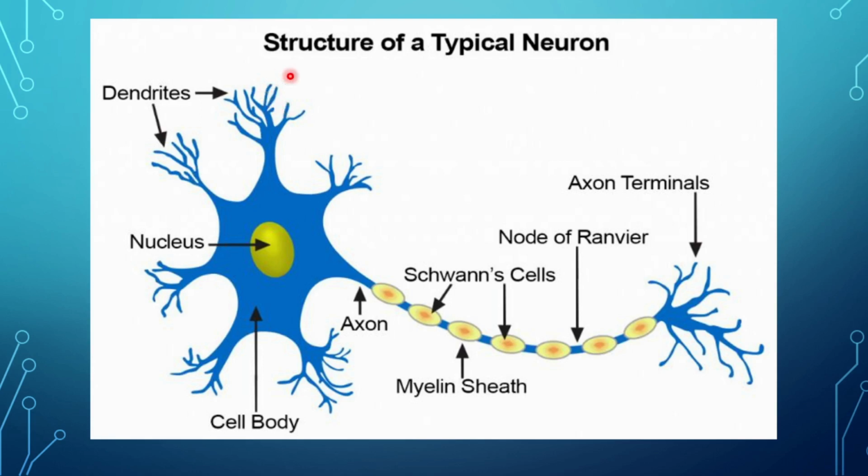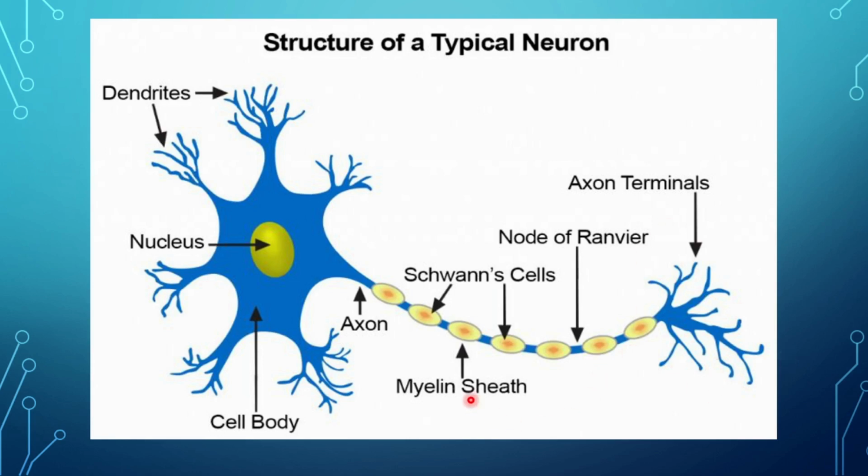We then have one long axon which projects from the cell body out into the periphery or out into another part of the brain. Perhaps it crosses over to the other side of the brain, and it's going to make contact via its axon terminals to synapse with, again, another neuron or a gland or a muscle fibre, whatever its function is.